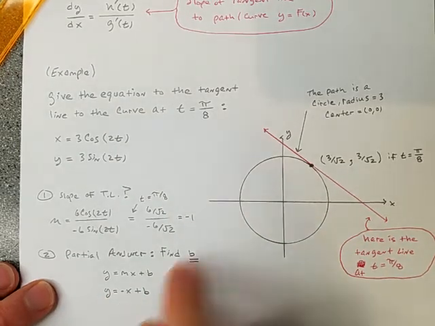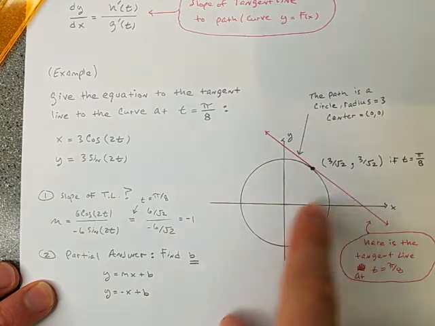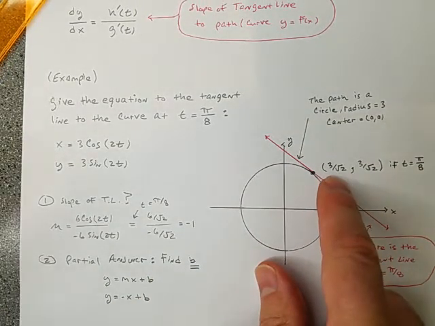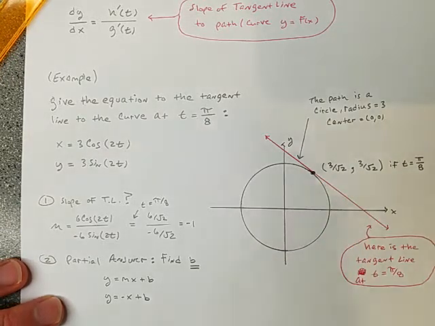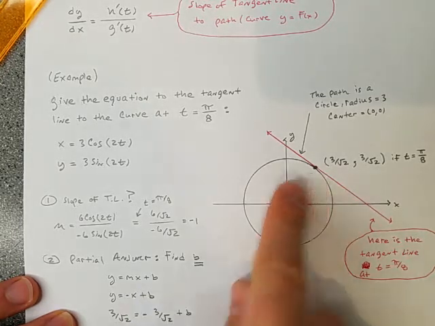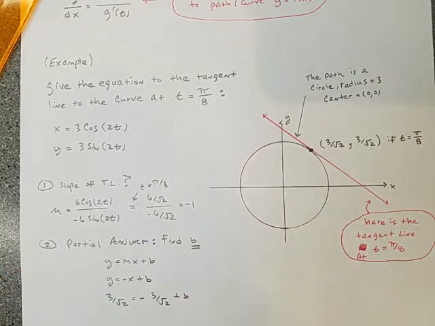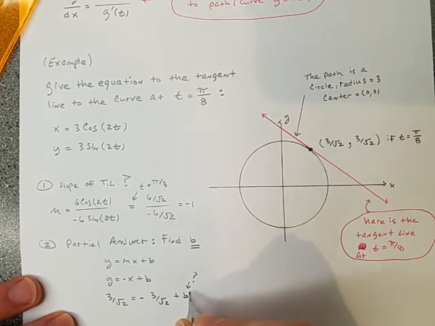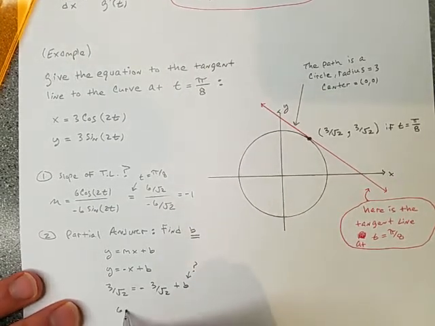But I do know that this line, having that equation, passes through this point where x is 3 over root 2 and y is also 3 over root 2. So it's like I'd say, okay, well, it's 3 over root 2 for x, 3 over root 2 for y. That would be a valid point on that line, so I could put it in for x and y, and it should satisfy the equation. And that would be enough information to find b. So I get 6 over root 2 for b.